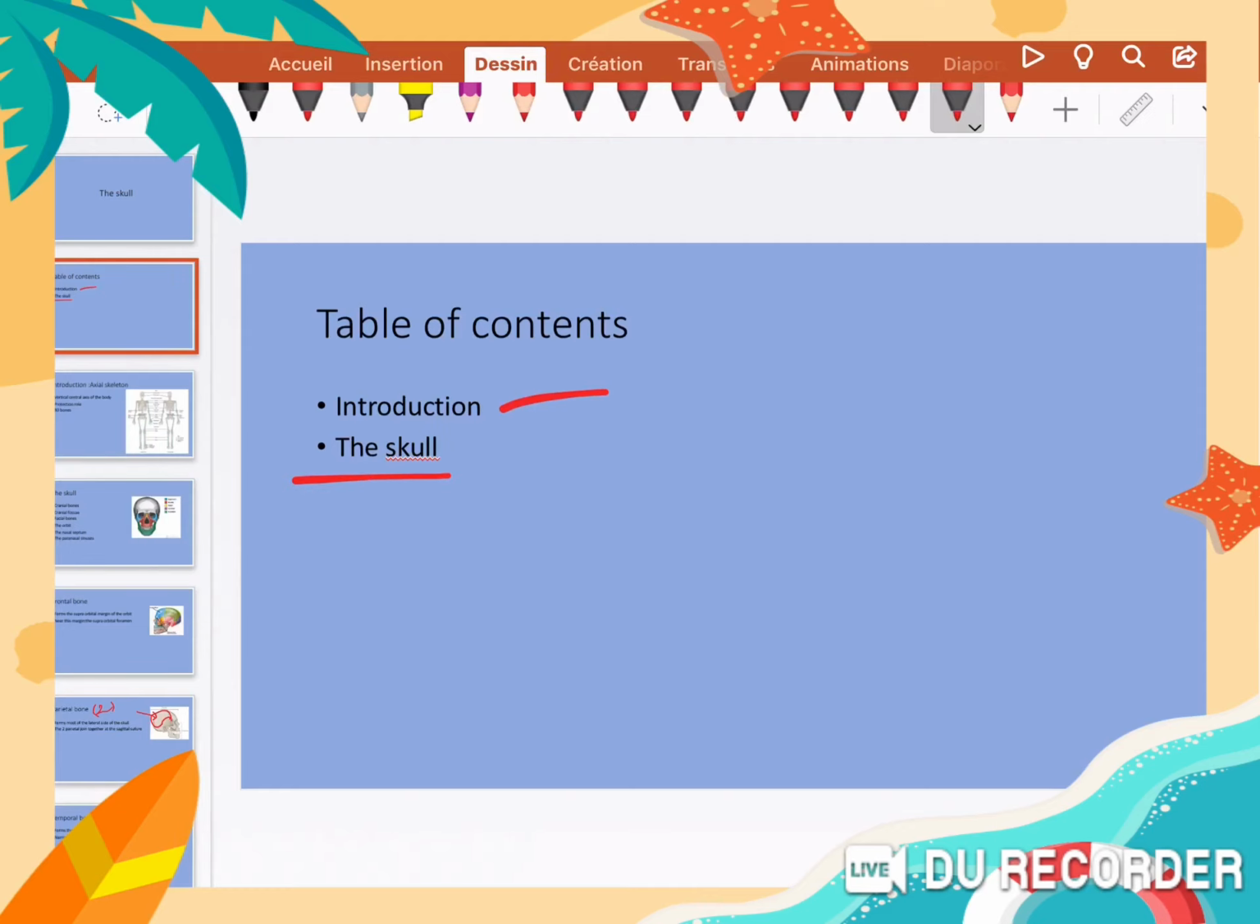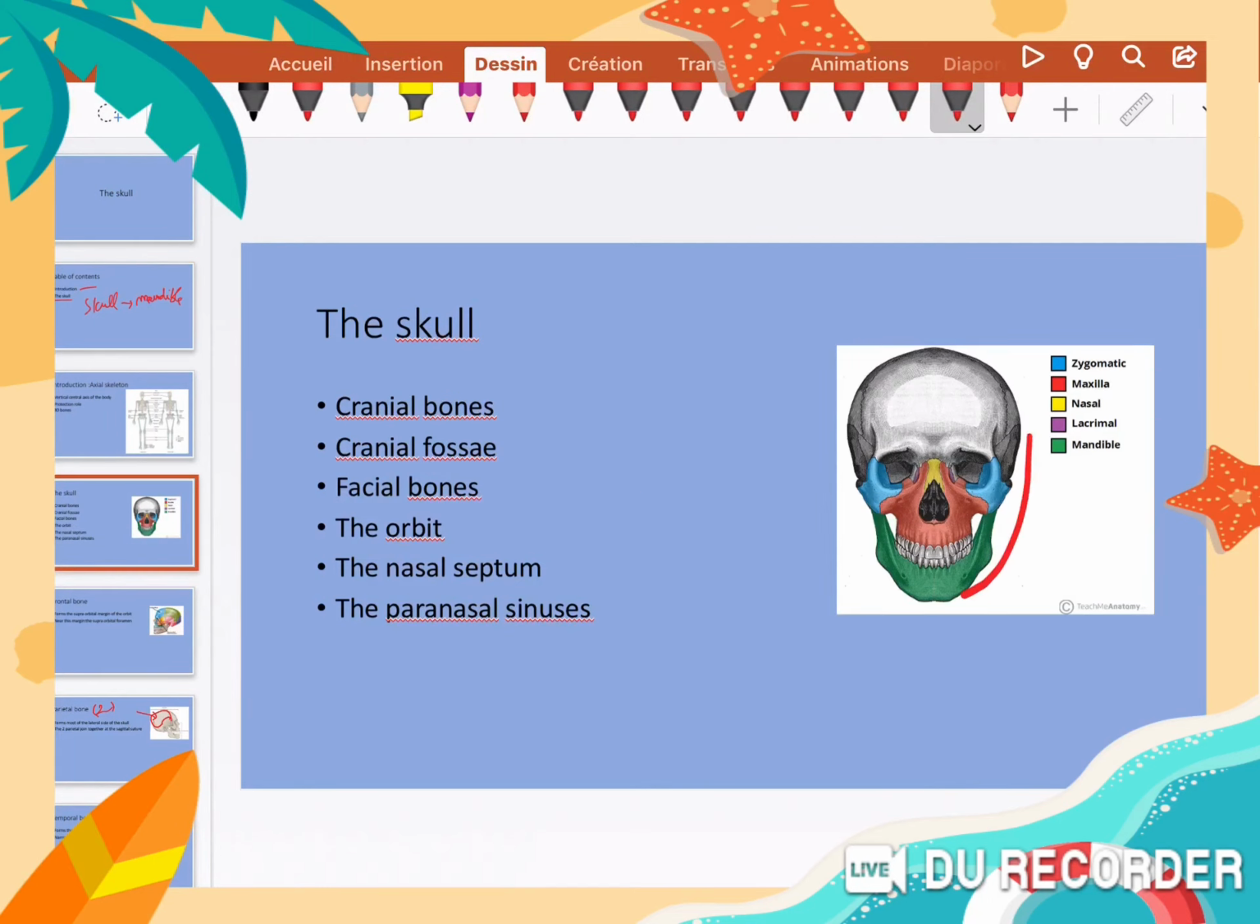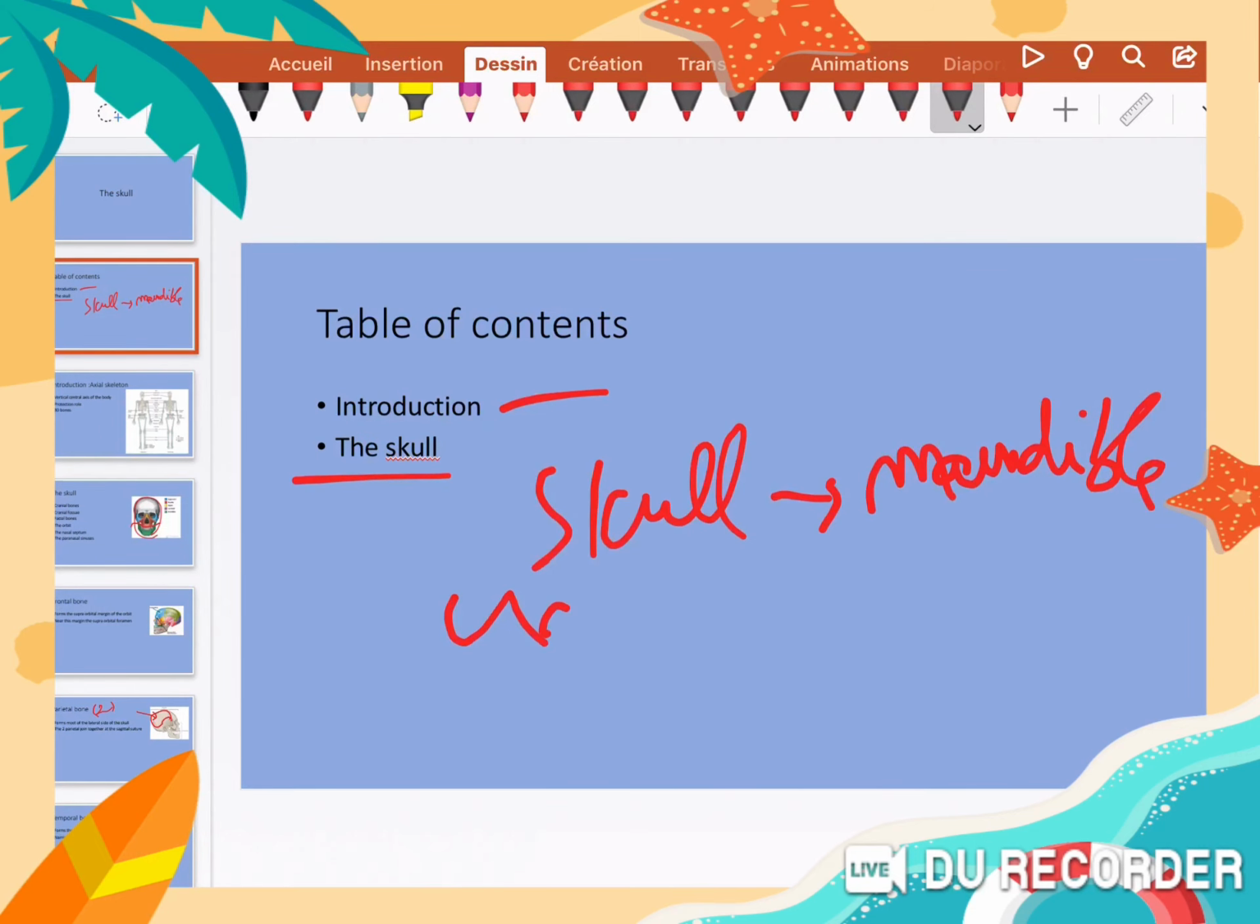Before we move to the details, you must know that the skull is only the lower jaw, the mandible. The skull is not all this structure here, but only the mandible, the lower jaw. And the cranium is the structure which is composed of cranial and facial bones.